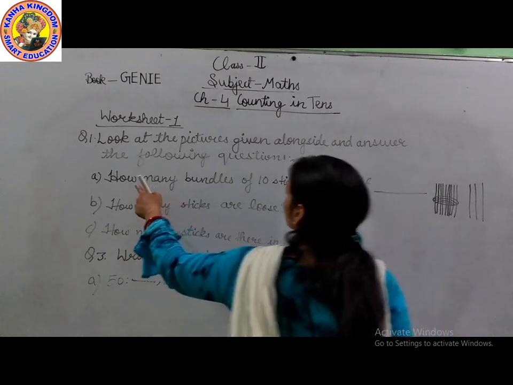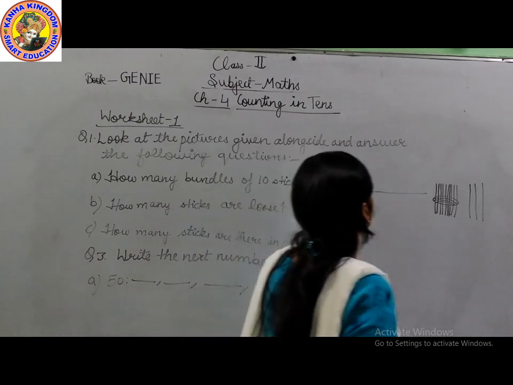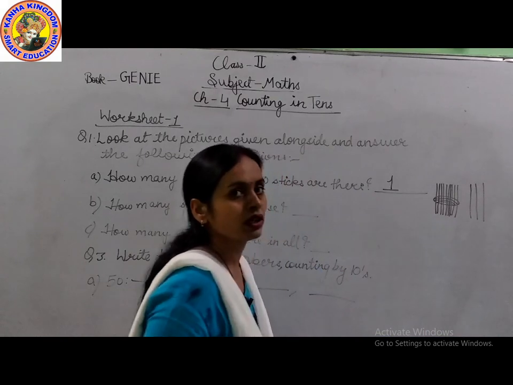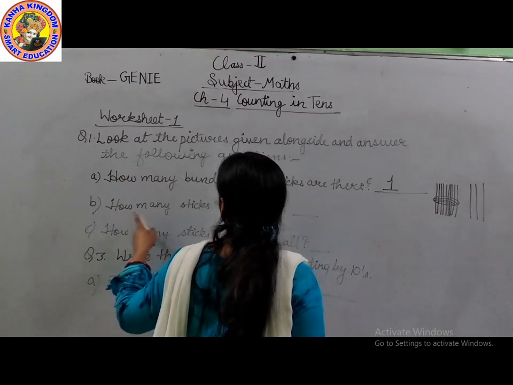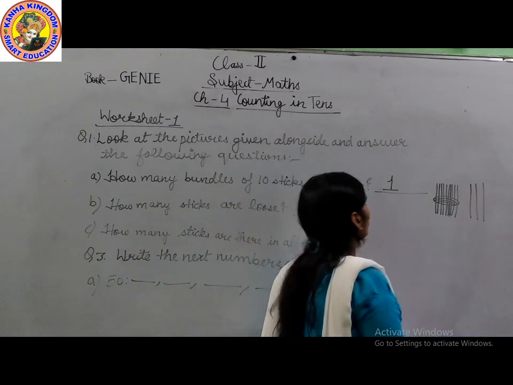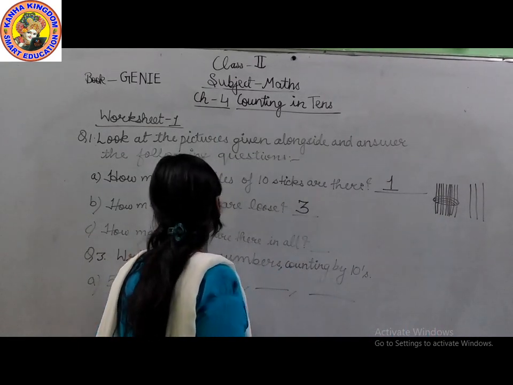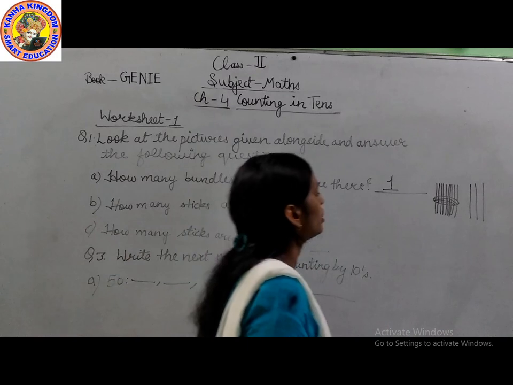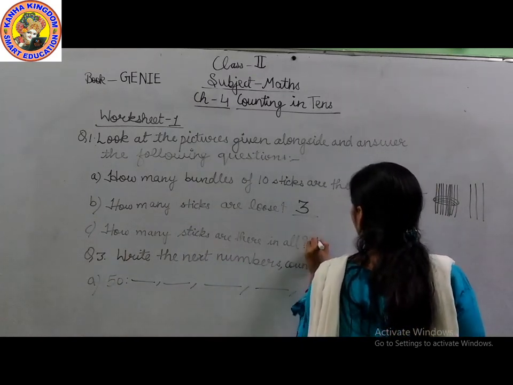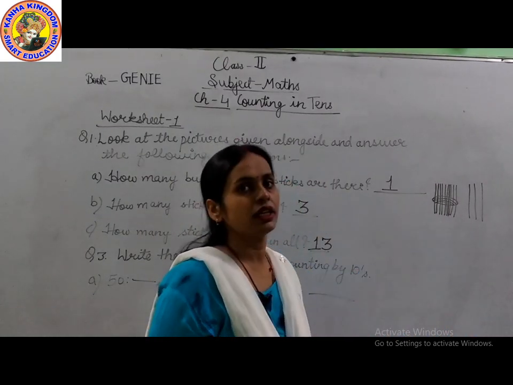So our question number 1 is how many bundles of 10 sticks are there? So we write here 1 because there is only one bundle of 10 sticks. How many sticks are loose? 1, 2 and 3. How many sticks are there in all? So 10 plus 3, 13.